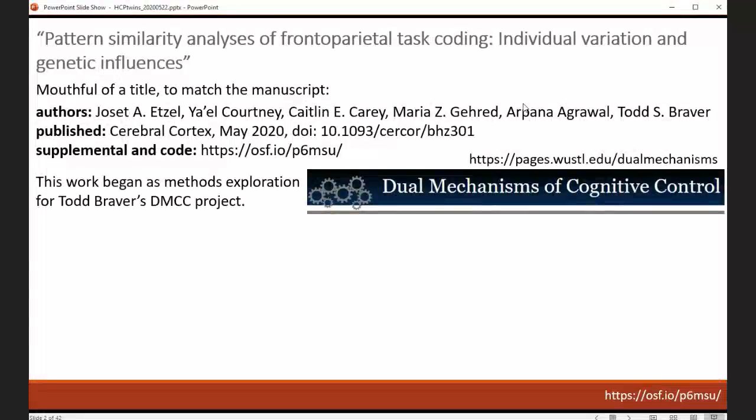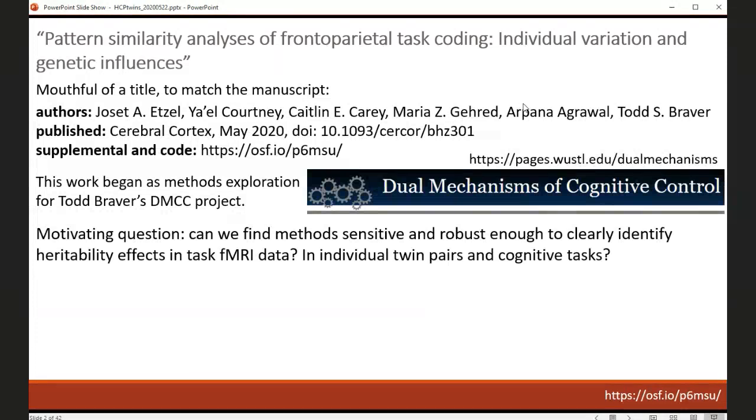All of this work began as a methods exploration for this Dual Mechanisms of Cognitive Control, this DMCC project that I'm a part of. And for this project, the aim is to find analyses to look for effects in individual twin pairs and heritability. So we're going to be looking for cross-session effects, across-twin effects.